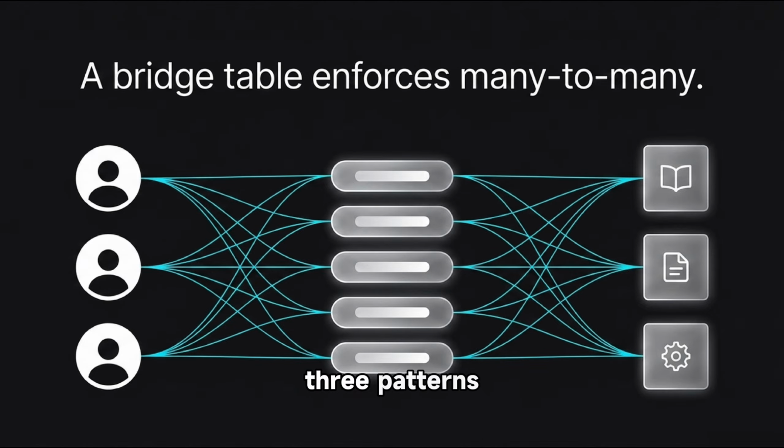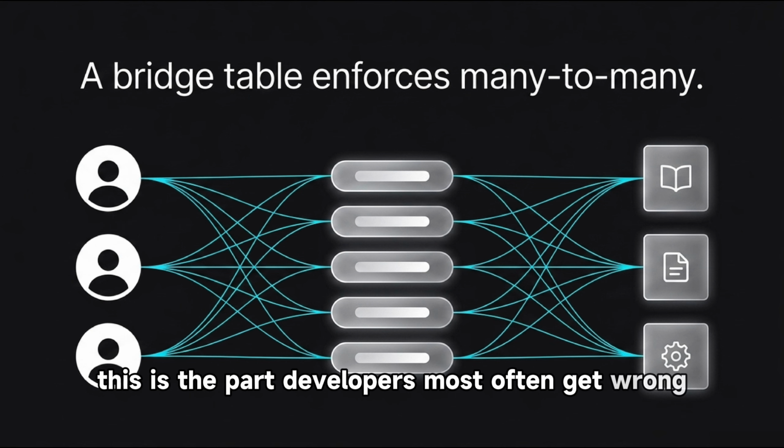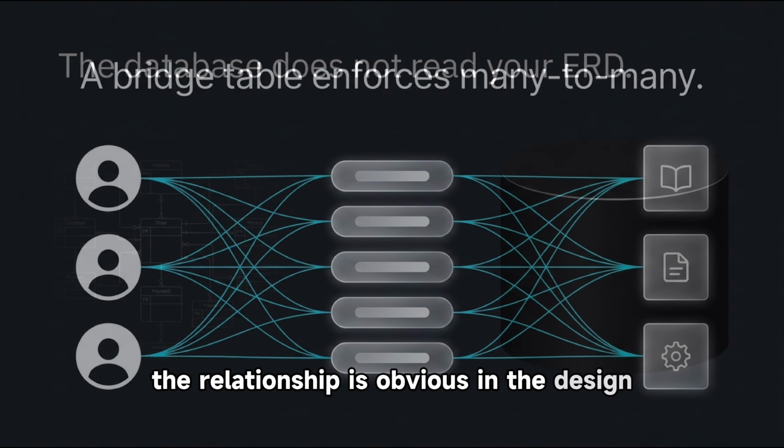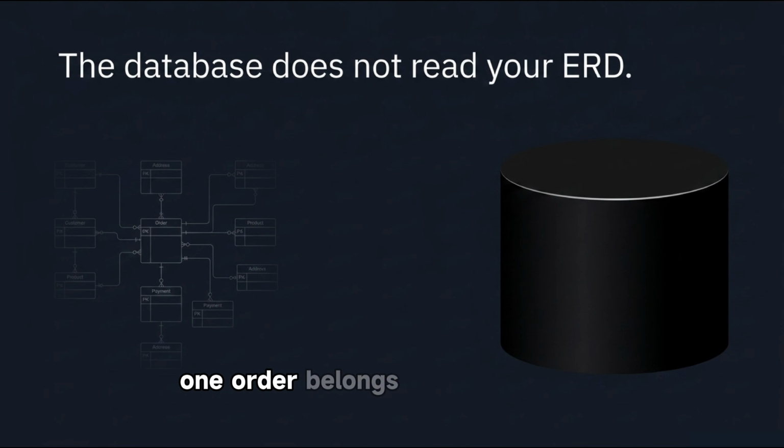3 patterns, each enforced differently, each requiring an explicit design decision. None enforced automatically just because the relationship seems obvious. This is the part developers most often get wrong. The relationship is obvious in the design. Everyone on the team knows one order belongs to one customer. It's in the requirements. It's in the ERD. It's in the code comments.